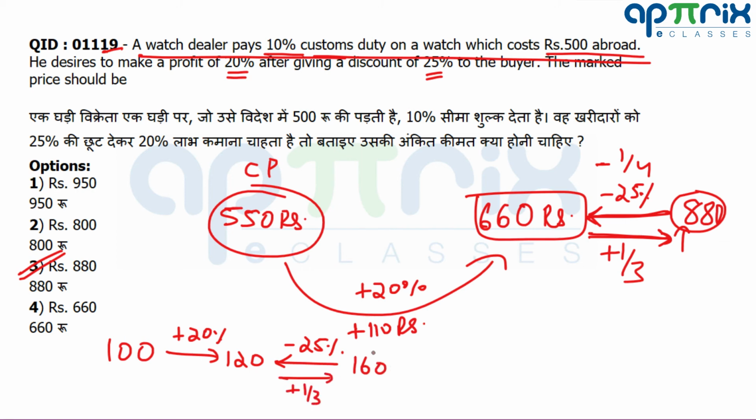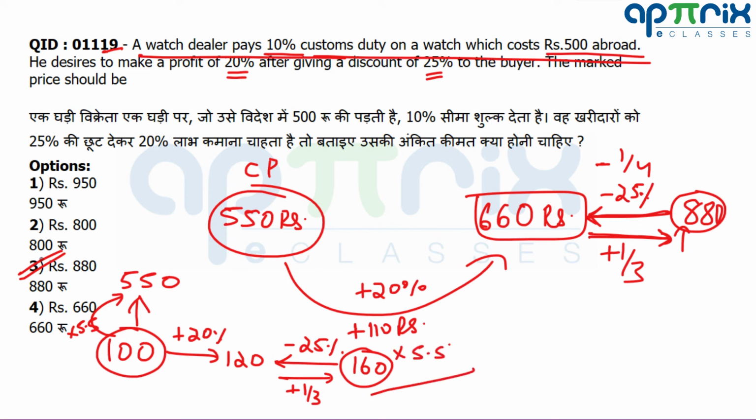Now if this is 160, this particular value is 100. Now in the question it is given that this particular value is 550. That means a multiplier of 5.5 is required. So you also need to multiply this value by 5.5 and then you can get 880. So both ways are possible. Whatever you prefer, you're going to get the right answer.